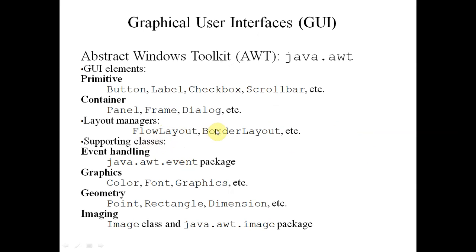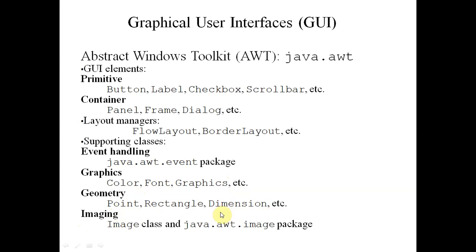We have different layouts: flow layout, border layout, grid bag layout. We will place the components according to these layouts. This will be discussed in the next classes, and we will also perform event handling on our AWT form or Swing form, and graphics will also be used: color, font, graphics, which we have already discussed, and geometric shapes. Different geometric shapes will also be discussed.